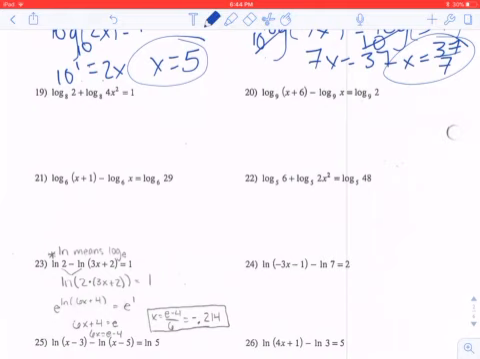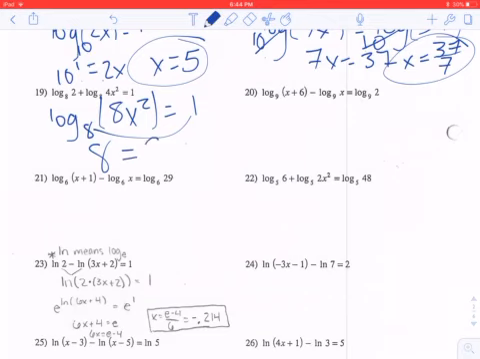Got a log base 8 this time. If we condense that, it's log base 8 of 8x squared equaling 1. So 8 to the first power here is going to be equal to 8x squared. Divide both sides by 8, we get 1 equals x squared. Take the square root and we'll get positive or negative 1.